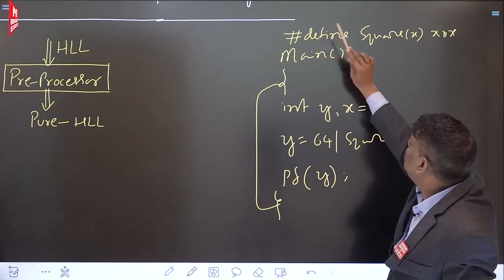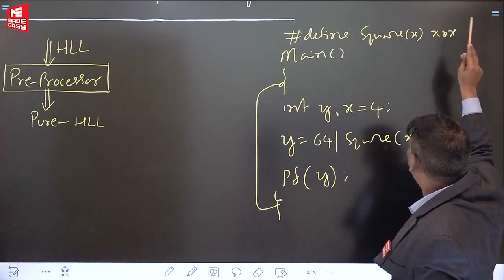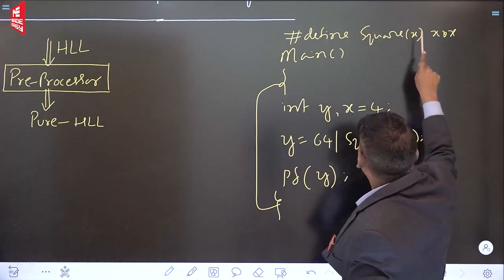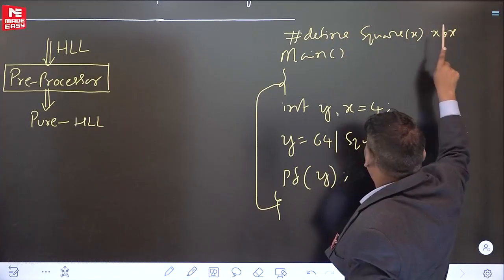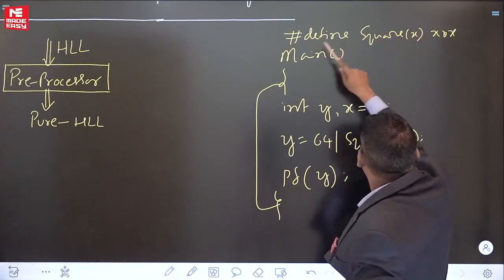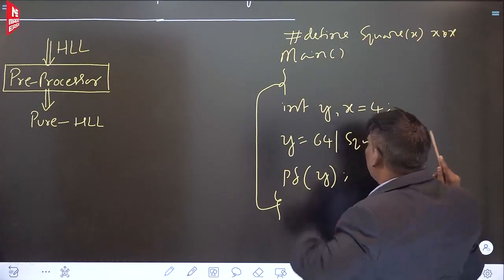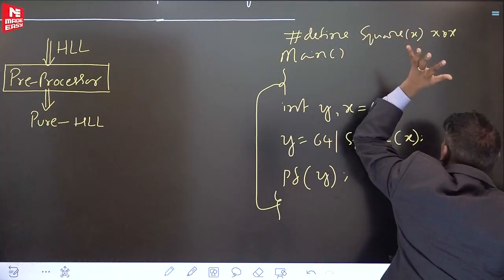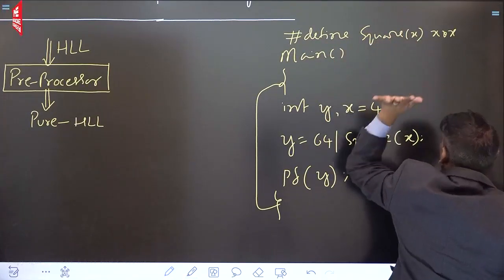What is the meaning of this one? It has defined square of x as x into x. What is the meaning? You are defining square of x as nothing but x into x. That is the thing you are defining. Can you help me now? In this statement, which is the shortcut and which is the actual?